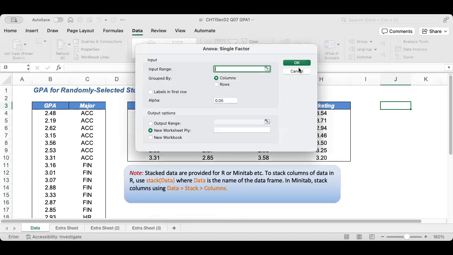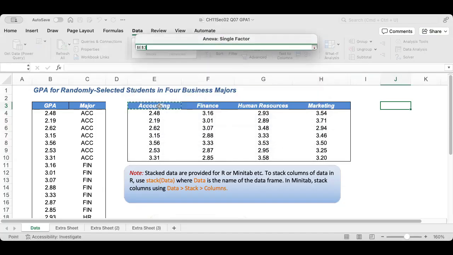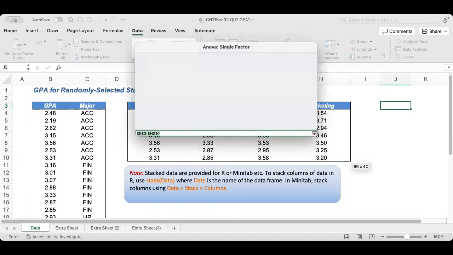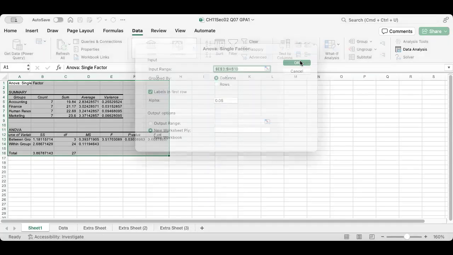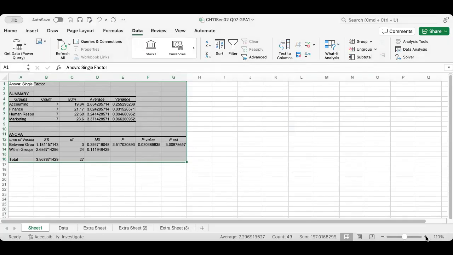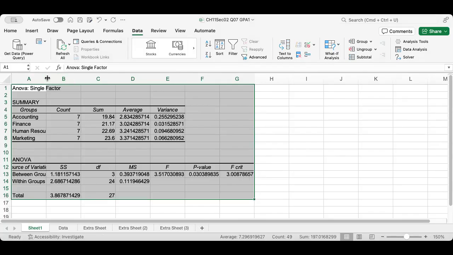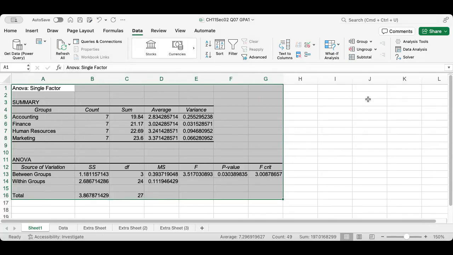Okay. Where's my data? My data is here. Yes, there are labels in the first row, and yes, we are grouped in columns. Alpha is already set to 0.05. Again, that's almost always my default, but they did tell me to use that in the problem. So I want all of this result on a new worksheet. Here it is. And now I should be able to answer this in two different ways. Tell me, how do I know whether to accept or reject my null hypothesis?